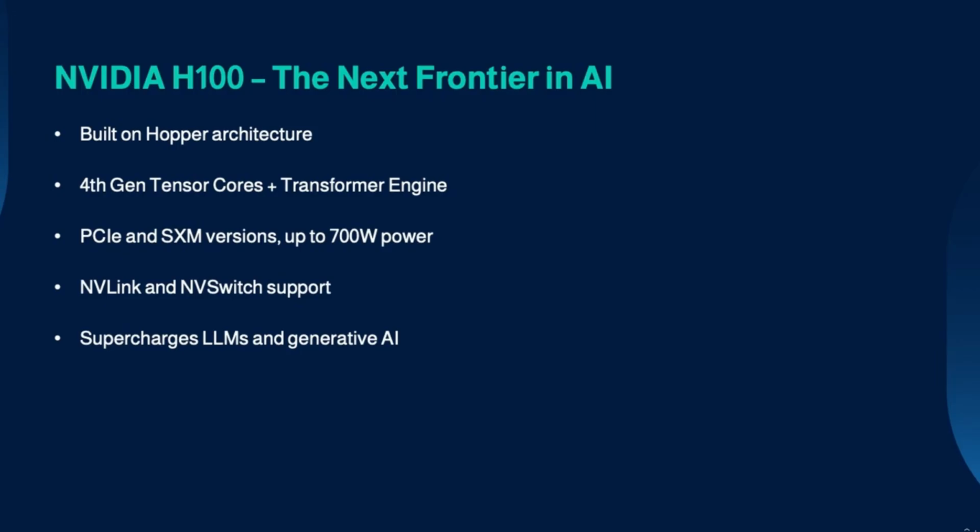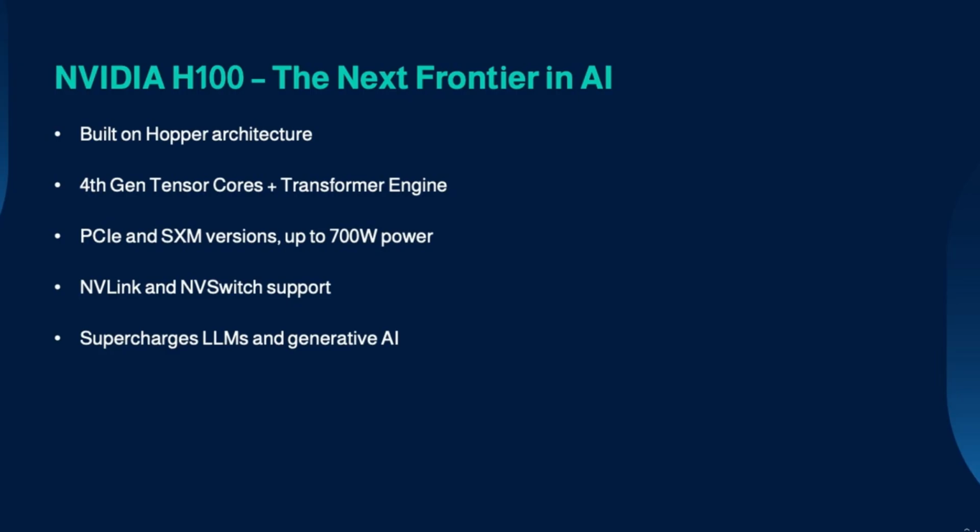The H100 is NVIDIA's most powerful GPU to date, built on the Hopper architecture. What sets the H100 apart is the Transformer Engine, optimized specifically for transformer-based AI models like GPT, BERT, and Stable Diffusion. It features 4th-gen tensor cores and advanced FP8 support, enabling faster training and inference with less memory footprint.